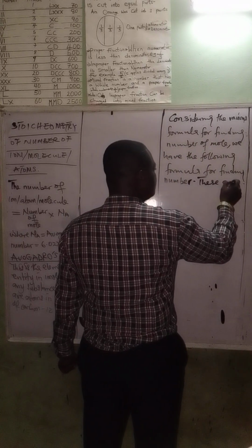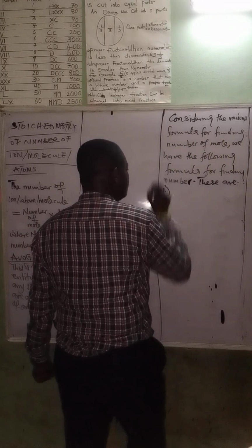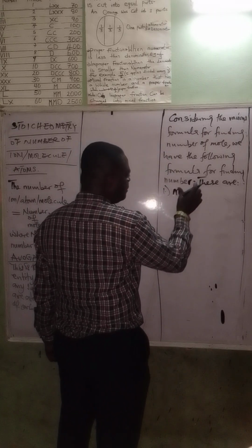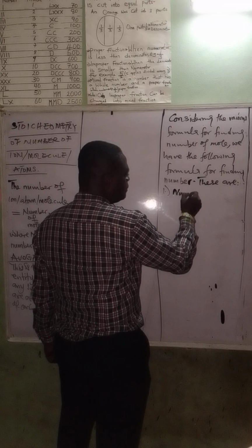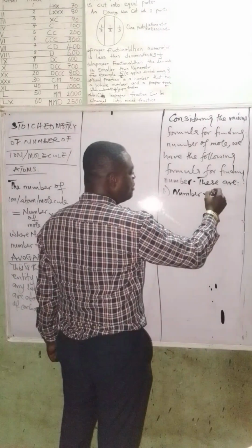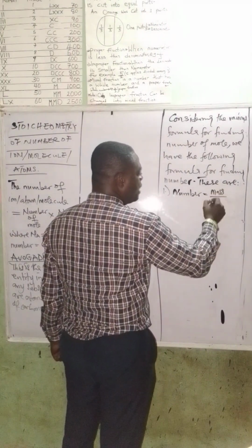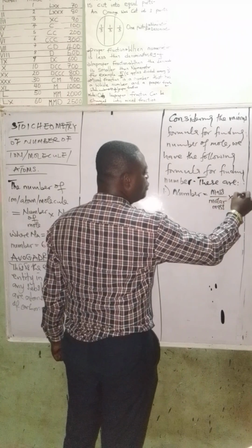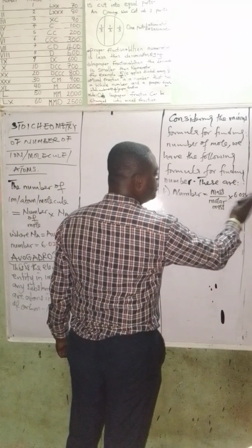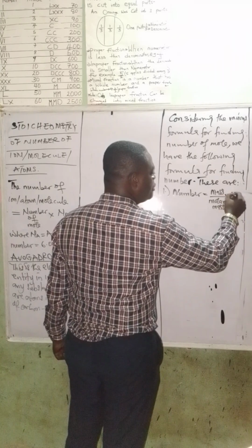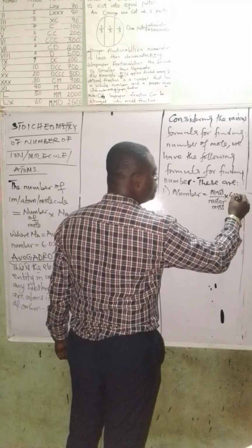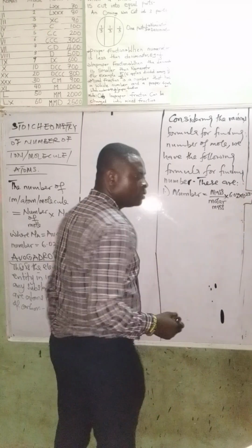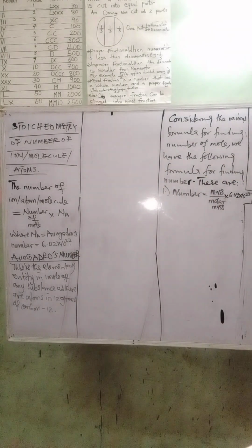Number 1: since number of mole is mass over molar mass, number equals mass over molar mass, then we multiply by 6.02 times 10 to the power 23. So that's number 1.